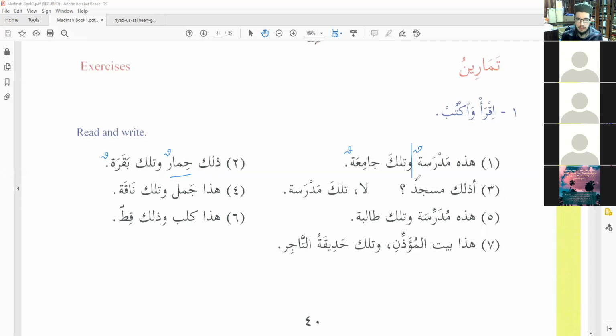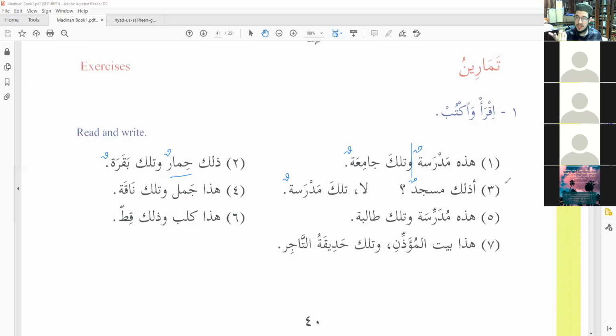Good. Number 3, Brother Muhsin. ذلك مسجد. Should I go or? Oh yeah, keep finishing. Yep. لا تلك مدرسة. Fantastic. Translate that for us. Is this a masjid, a mosque? No, that is a madrasa. Very good.